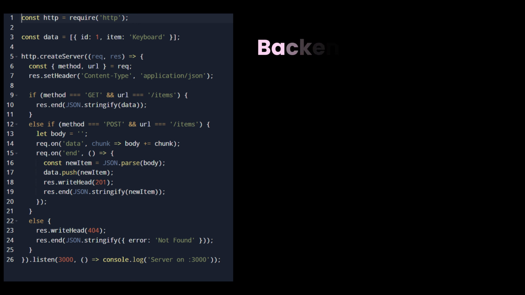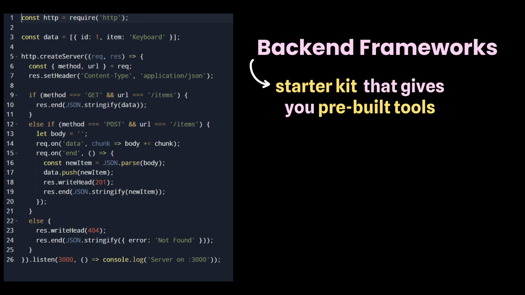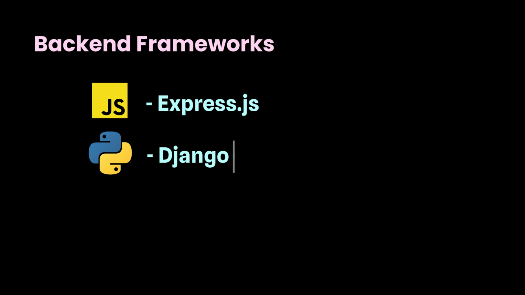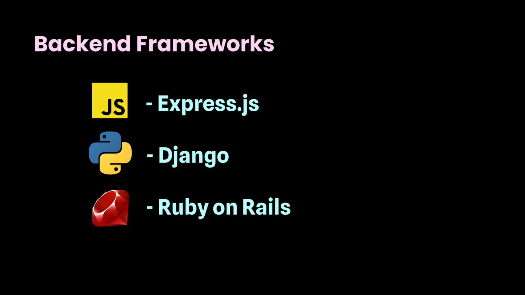To make life easier, developers use backend frameworks. A framework is like a starter kit that gives you pre-built tools for common tasks, such as handling requests, sending responses, and organizing your code. Each backend programming language comes with a few different frameworks that we can choose from. For example, if you're using JavaScript, Express is the most popular framework. For Python, there's Django. Ruby has Ruby on Rails, and Java commonly uses Spring.